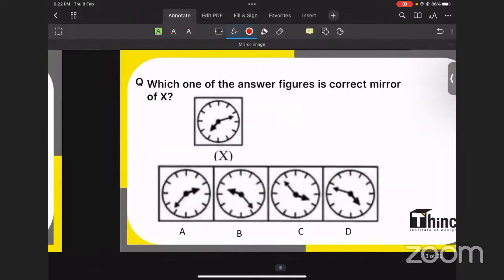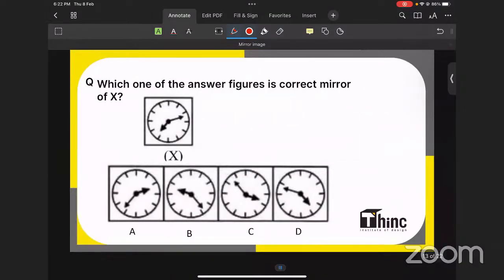There are plenty of questions JEE asked earlier. Which one of the answer figures is the correct mirror image of X? And my mirror is over here. In these kinds of questions, try to assume the time. Over here, this is 12, this is 6, so this is already past 7. So the time given is 7:12, you can assume. It is less than 11, so the constant which we are going to use is 11:60.